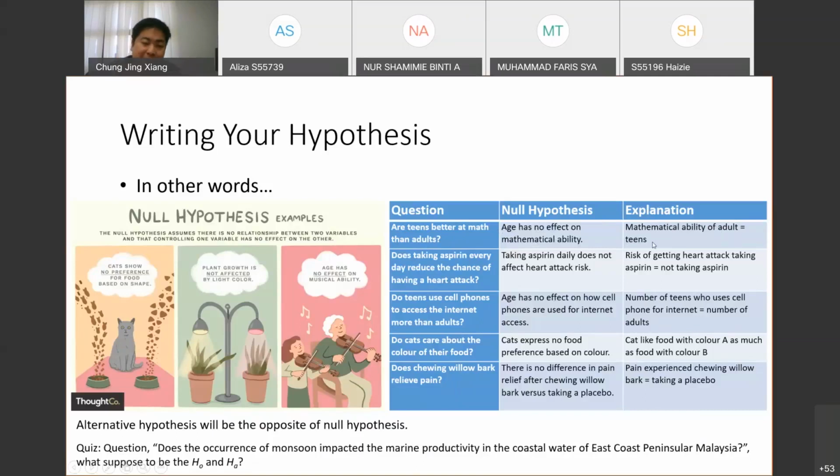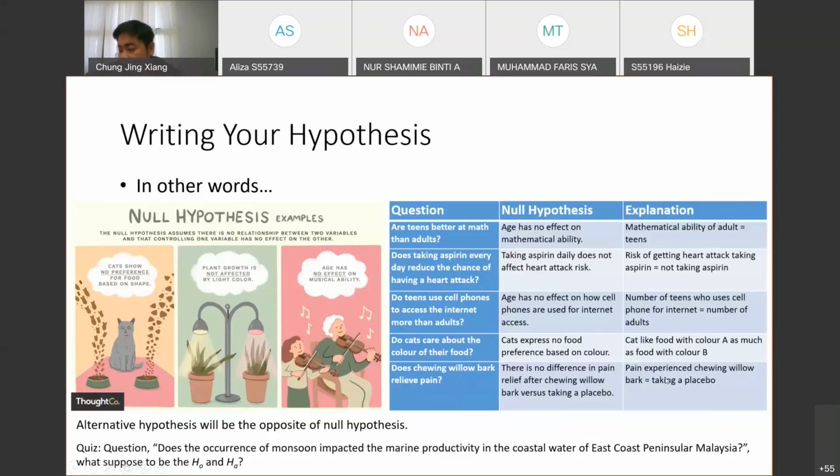If you still remember from the class previously, the null hypothesis usually has the equal sign: equal, less or equal, greater or equal. Anything equal is null hypothesis. And when you write null hypothesis in words, it will be in a negative form. So if the null hypothesis is: age has no effect on mathematical ability, when we write it into HA, the alternative hypothesis, it will become positive: age has effect on mathematical ability.